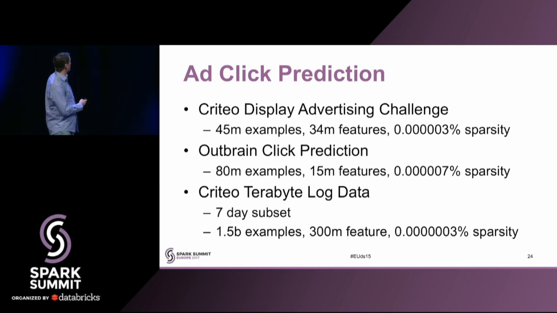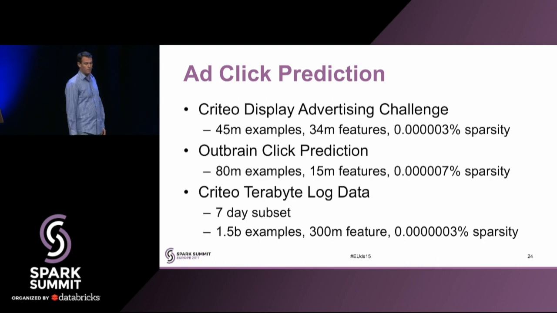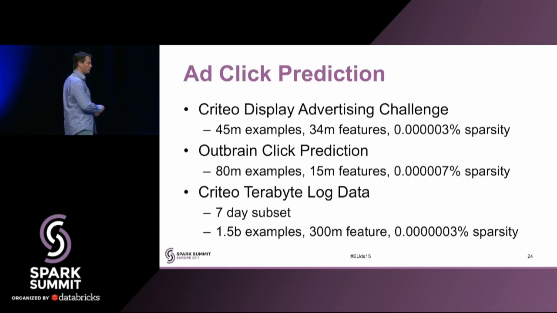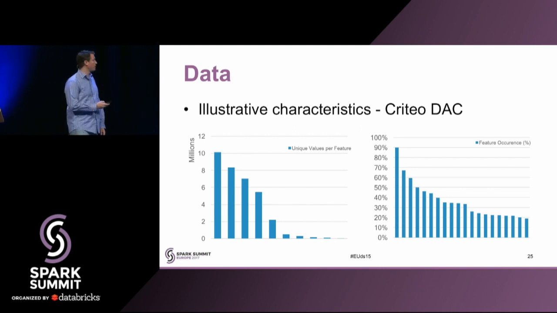You can see these are some common ad-click prediction data sets on Kaggle and released by Criteo. They've got a display advertising challenge data set with 45 million examples, 34 million feature dimension. The larger version of that, I actually only used the 7-day subset, but I think there are 21 days in total, 4 billion rows and close to 800 million feature dimension. This subset is 1.5 billion rows and 300 million feature dimension. But all of them are extremely sparse. And we can see that relatively small numbers of the features make up almost all of that feature cardinality.